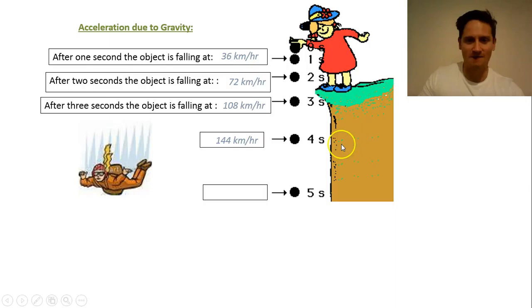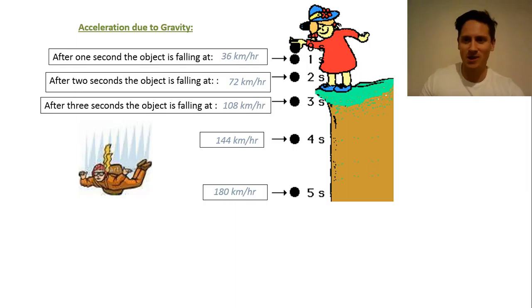144 kilometers per hour at 4 seconds. And then we're starting to get pretty scary at 5 seconds, 180 kilometers per hour. And that would keep increasing. So the longer the object falls, so the higher the distance dropping it, the faster it would go.